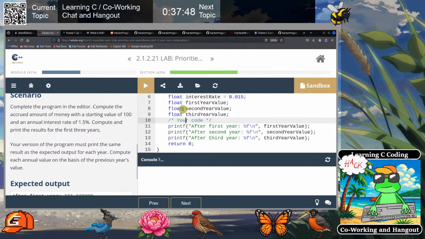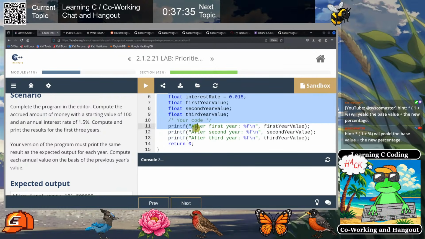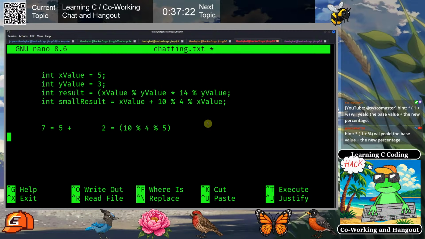Okay, so the annual interest rate is 1.5. Annual interest rate equals 1.5. Interest rate equals 0.015. Okay, let's think about this. Okay, SysOS says hint: times 1 plus % will yield the base value plus this new percentage. Okay, let's go back in.